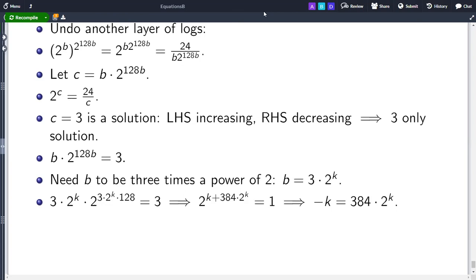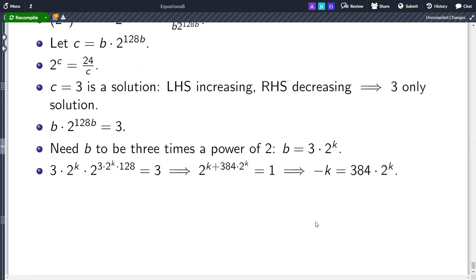That means that we can throw this back into our expression for b. And now we know that a is equal to 2 to the power of b. So we know what a is. Now we've solved the first equation and gotten everything we could out of it.